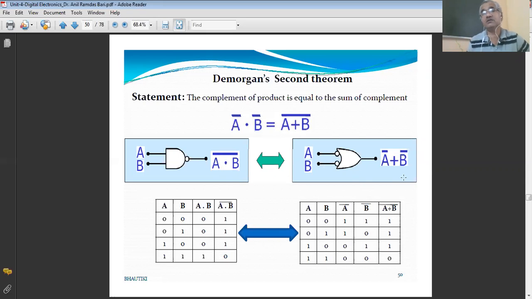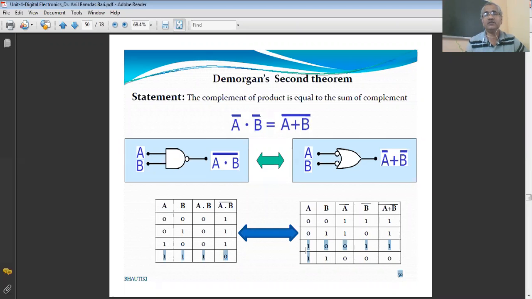Now let us see sum of the complements. Let us find out the sum of the complements. So this is A, this is B. Take A complement, B complement, and that's A complement plus B complement. So 0 0 and the complement 1 1. And sum of this, 1 plus 1 is 1. This is 1. Now A is 0, B is 1. A complement is 1, B complement is 0. So A complement plus B complement is 1 plus 0 is 1.